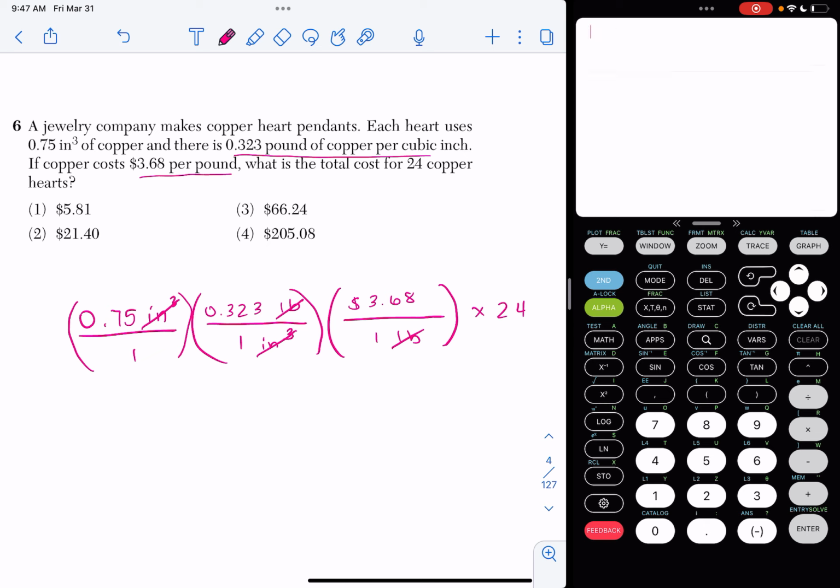So let's just go to our calculator and multiply all of these values. 0.75 times 0.323 times 3.68 times 24. And that gives us a total of 21.39552. When we are working with money, notice there's no rounding directions in this question. When you're working with money, it's always 2 decimal places. So that's why choice 2 is going to be our answer, $21.40.